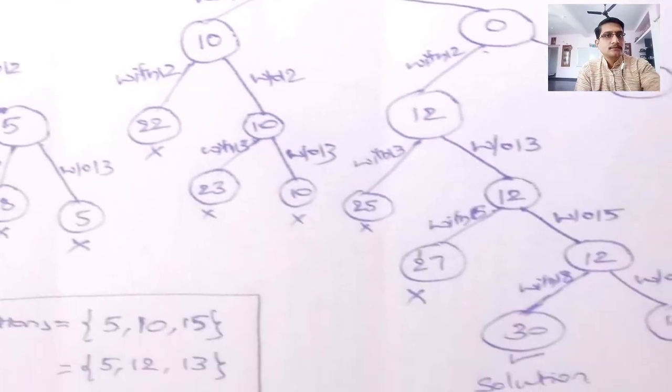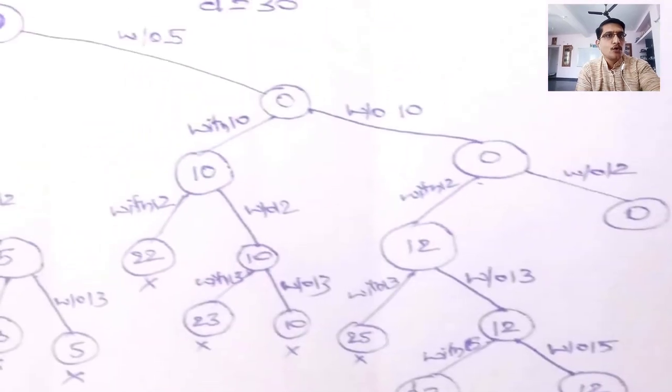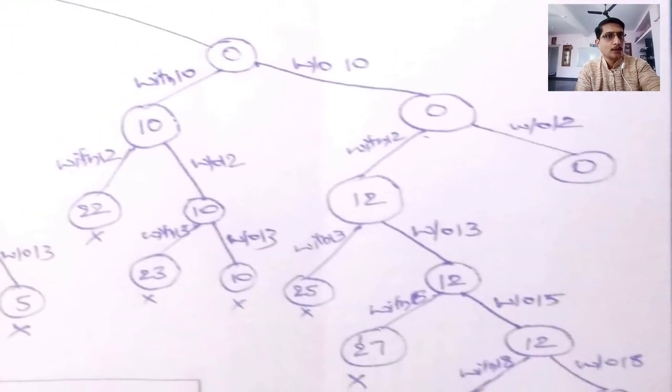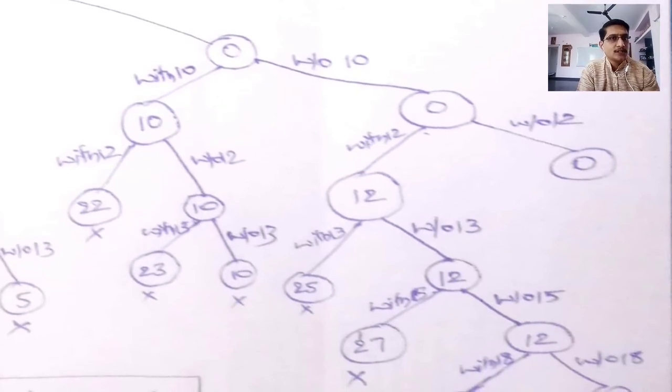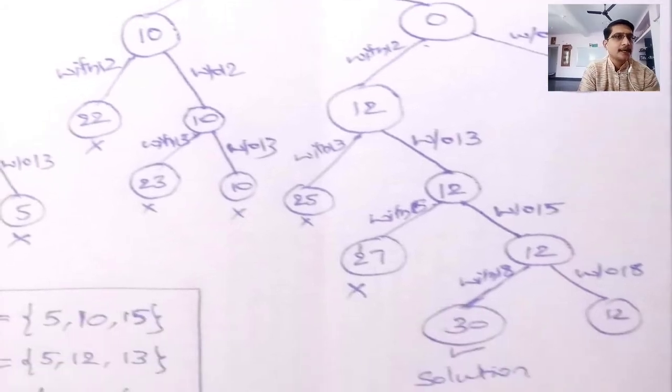Then without 12 also we will not get any solutions. We need to go back to the without 10 node, that is 0. So is there any other possibility? With 12 it is 0 plus 12 is 12. 12 plus 13, 25, which will become again a non-promising node.